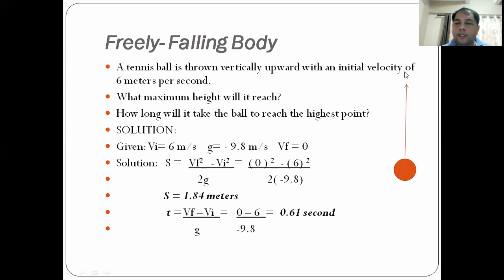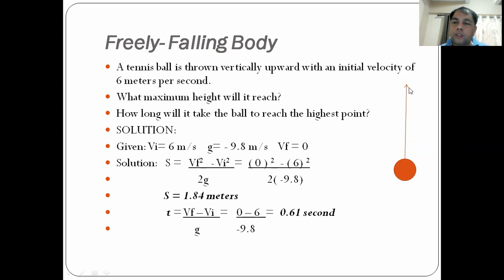Now, how long will it take for that ball to go up? Vf minus Vi over g gives us 0 minus 6 over negative 9.8. The time for the ball to go up will be a positive value of 0.61 seconds. Again, g is indicated as negative because acceleration due to gravity is always pointing downward, so as a vector quantity, we can give it a negative sign. So this is both our distance and the time for the ball to go up.